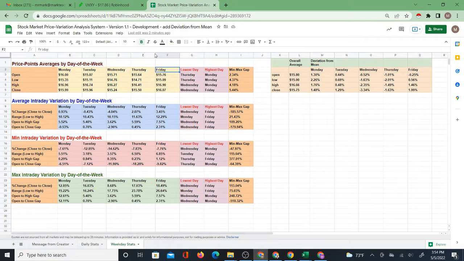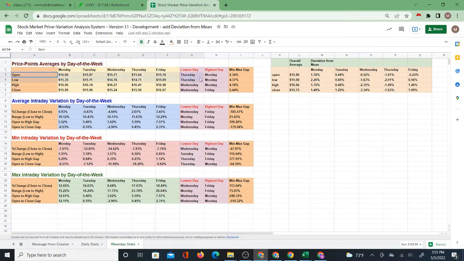Now, what this gives me then is the ability to see which day of the week has the lowest average price. So what we see, for instance, let's just talk about the open price only, not looking at everything, just the open.